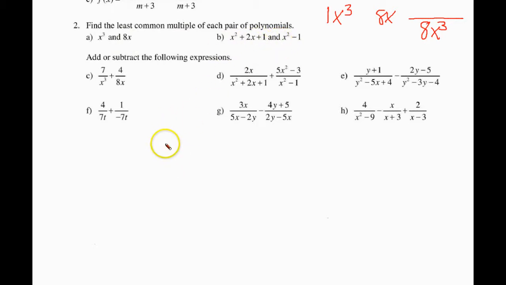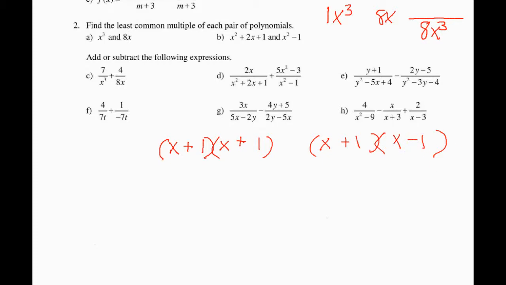Now for letter B, and I'll write it out down here, you need to factor it to see what your factors are. And this one looks pretty easy. All right. And this one, as you look at it, is a difference of perfect squares that is going to factor into its conjugates. X plus 1, x minus 1.